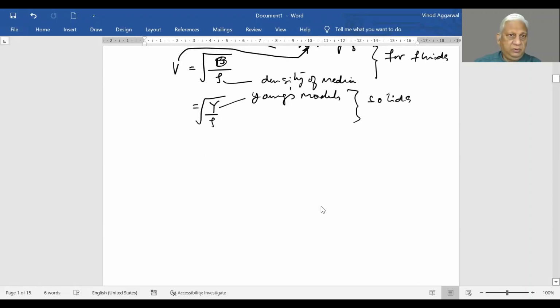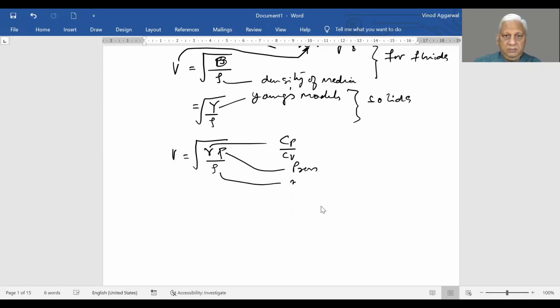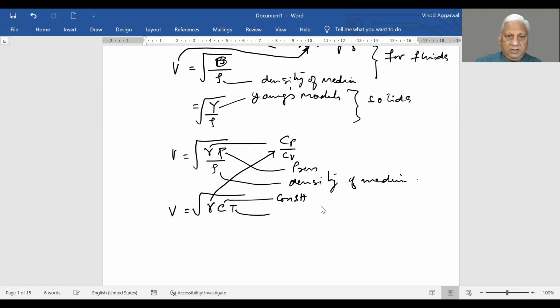There are many forms in which we can express velocity of sound. Another way to express is this. Gamma is standard Cp by Cv. This is pressure. This is density of medium in which the waves are traveling. Another expression is V is equal to the square root of gamma CT, where gamma is same as this gamma. C is some constant. T is absolute temperature in degree Kelvin.